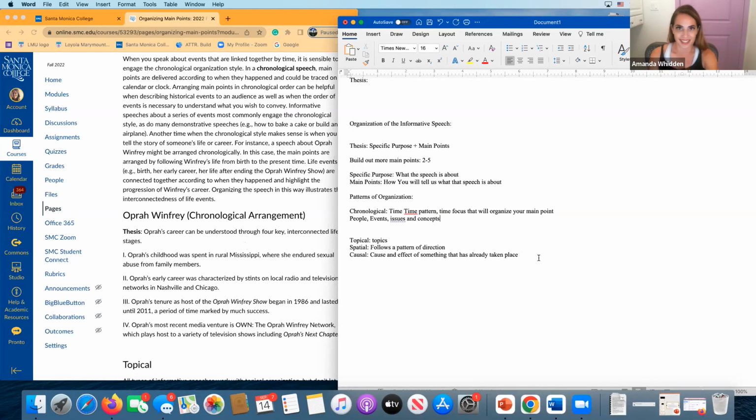That helps us to nail down when they started their career, how their career grew, and then maybe how their career is remembered. So in these different ways.